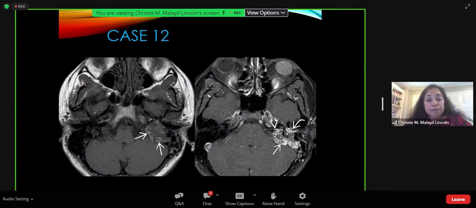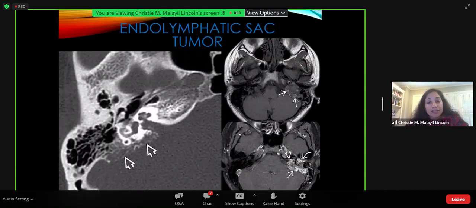You can see here on the T1, there's some areas of T1 hyperintensity. On the post-contrast, it's heterogeneous. And you can see that there's growth into the internal auditory canal, which is indicated by the open arrow. And then there's middle ear extension as well. So this you need to be aware of. This is an endolymphatic sac tumor.